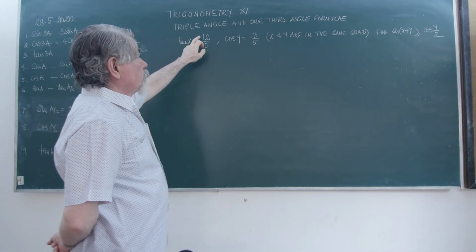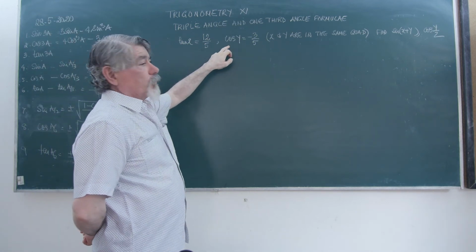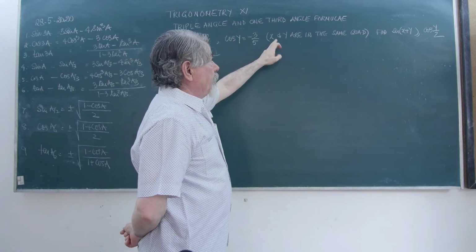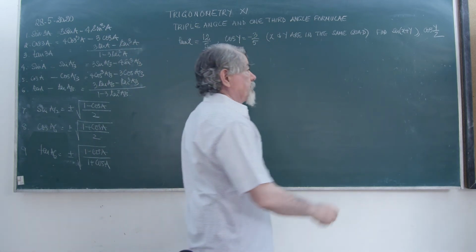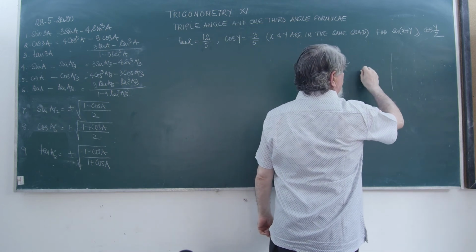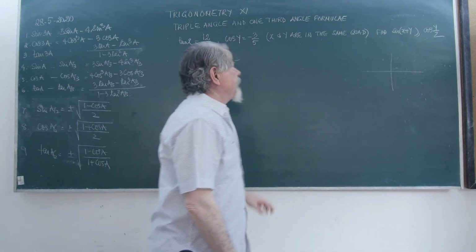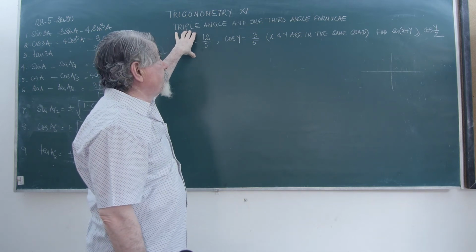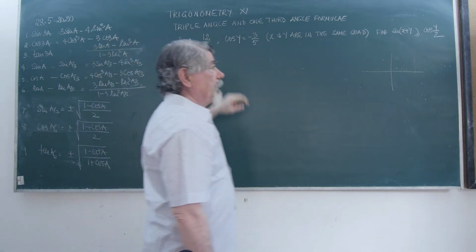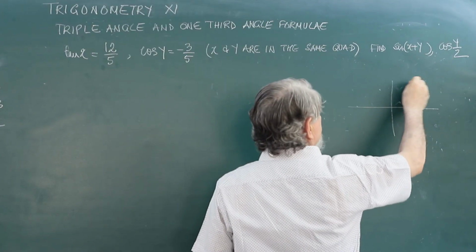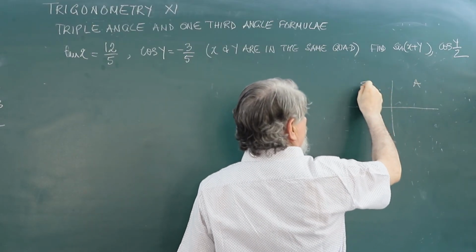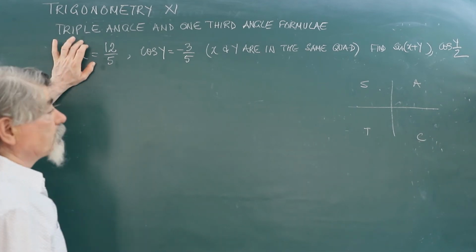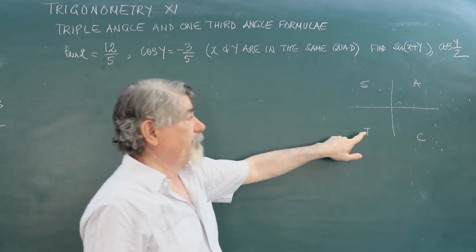Tan X is 12 upon 5, cos Y is minus 3 upon 5, and X and Y are in the same quadrant. We can see tan X is positive while cos Y is negative, and he says both are in the same quadrant. Using add sugar to coffee, in the third quadrant tan is positive and cos is negative.